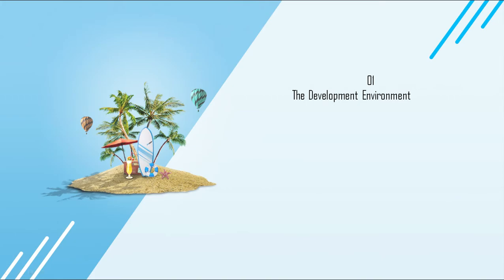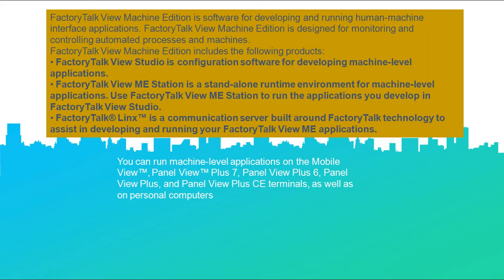The first one is the development environment. Let me explain to you what is development environment. See, FactoryTalk View Machine Edition is a software for developing and running human-machine interface application. FactoryTalk View Machine Edition is designed for monitoring and controlling automated process and machines, and these are actually for PLCs. FactoryTalk View Machine Edition includes the following products.